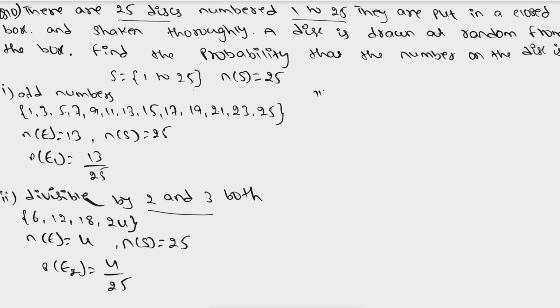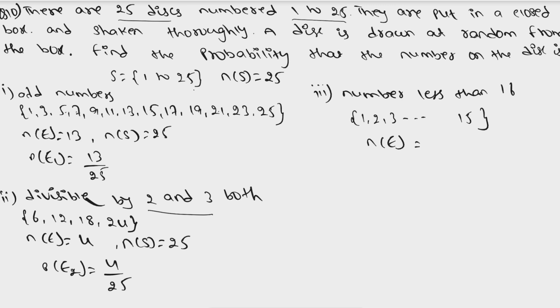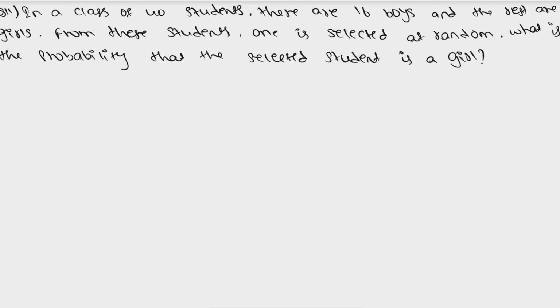And next we have our third one, which is to find a number less than 16. So the numbers less than 16 mean all the numbers up to 15, from 1 to 15. The number of favorable elements is 15, and total elements, as we know, is 25. The probability of getting this third event is 15 by 25, which can be simplified as 3 by 5. Next we have our question number 11, which is: in a class of 40 students.